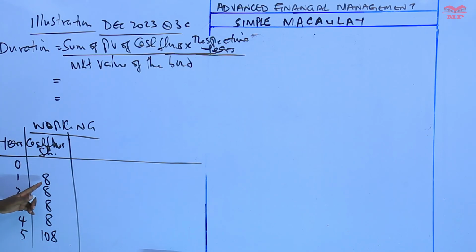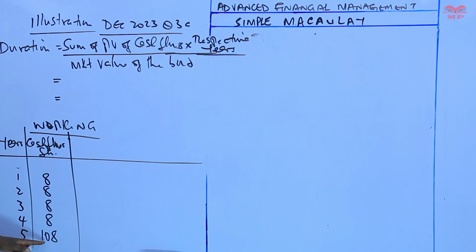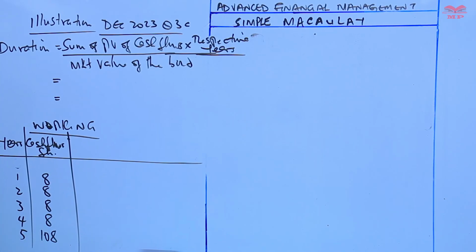So these are the cash flows. At the end of year 1, there is 8 shillings. At the end of year 2, 8 shillings. At the end of year 3, 8 shillings. At the end of year 4, 8 shillings. Then at the end of year 5, this is when the bond is to be redeemed. The investor will get back the 100 shillings that was invested plus the interest for the 5th year, which will be 8 shillings plus 100 shillings.